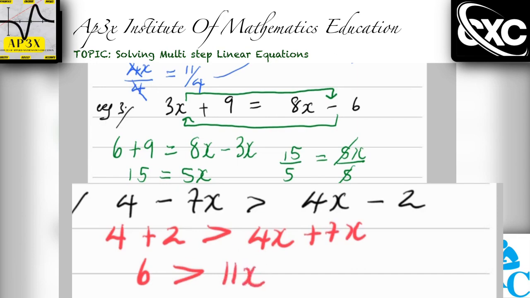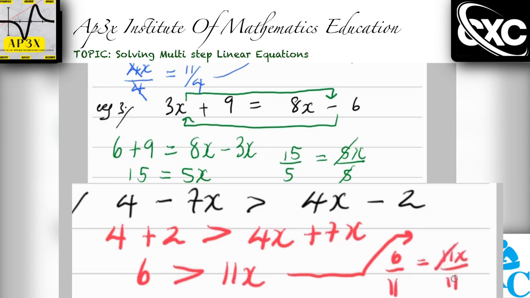And we're back to the same routine. We are going to be splitting the product. So we end up here with 6 divided by 11, and that's equal to 11x divided by 11.